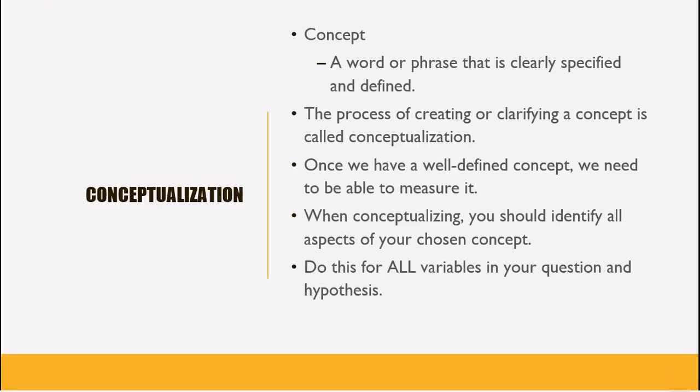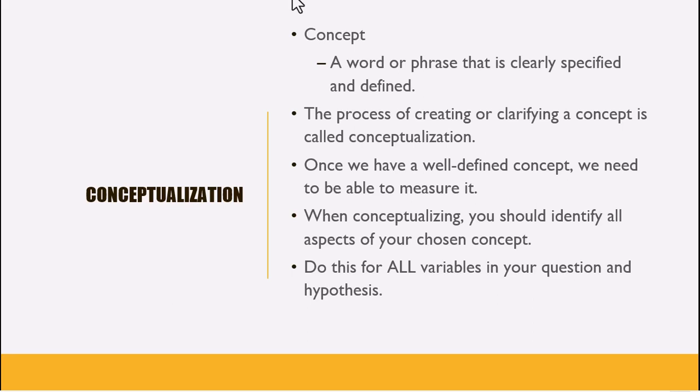So let's start with the conceptualization part. This is where we're going to define the terms that you're using for your variables. A concept is a word or phrase that is clearly specified and defined. So when we go through the process of conceptualization, we're taking the terms you used in your research question and hypothesis and clearly defining them. This is the process of creating or clarifying a concept that we can then use to measure. Once we have a well-defined concept, we need to be able to measure it.